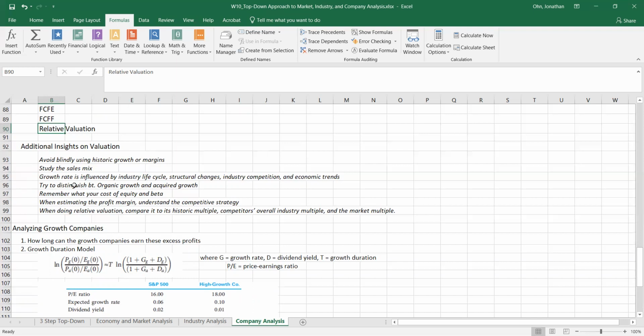Can anybody read this one here? I can read it. Sure. Avoid blindly using historic growth or margins. Study the sales mix. Growth rate is influenced by industry life cycle, structural changes, industry competition, and economic trends. Try to distinguish organic growth from acquired growth. Remember your cost of equity and beta. When estimating the profit margin, understand the competitive strategy. When doing relative valuation, compare to its historic multiple, competitors' multiples, the overall industry multiple, and the market multiple.